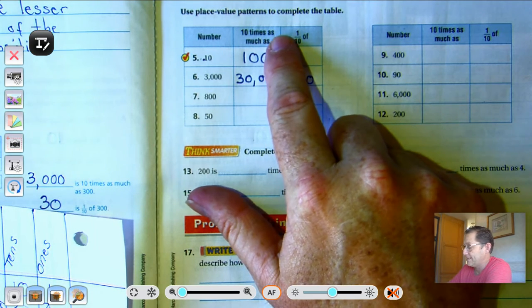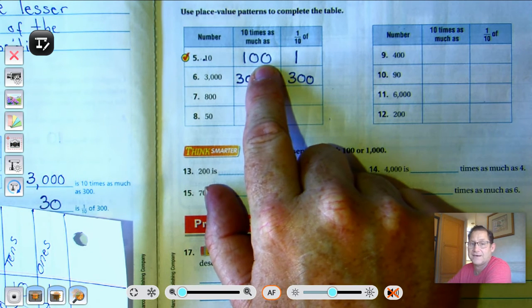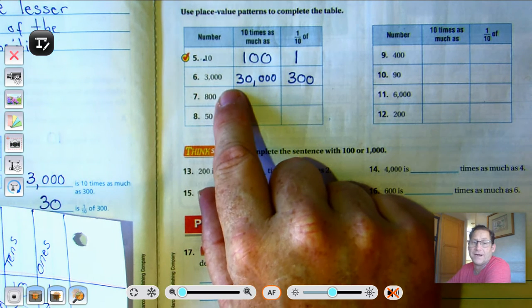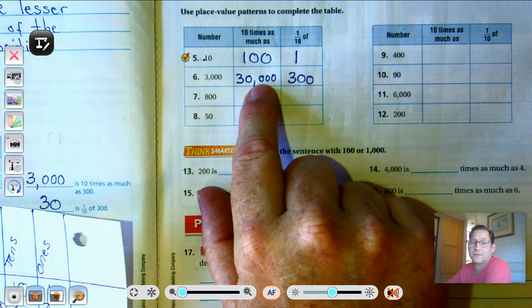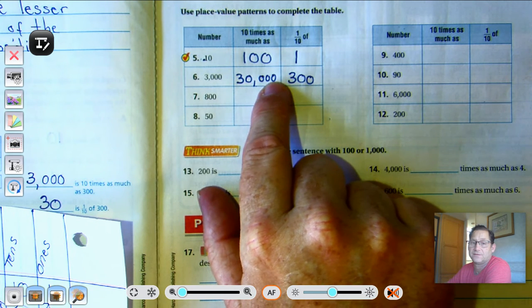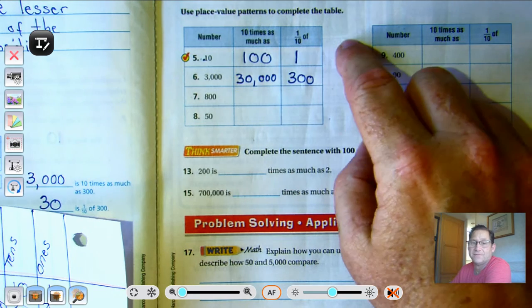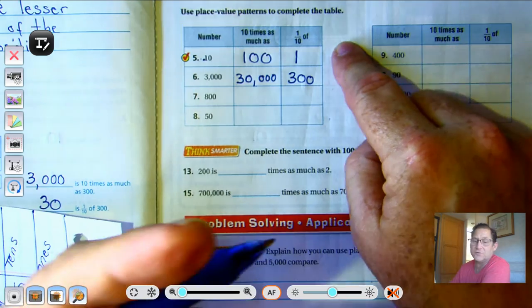Let's look at this pattern. 10 times as much as 10. What do we notice? All I had to do was add a zero when we're writing 10 times as much. When we're writing 10 times as much as 3,000, it became 30,000. All we added was a zero. But when we took 1/10 of 10, we actually, in a sense, lost a zero.